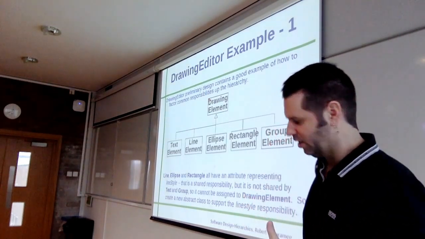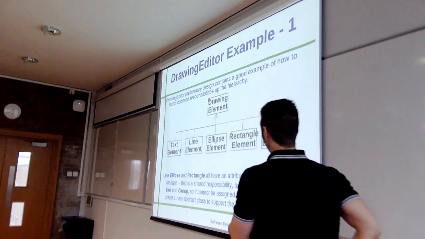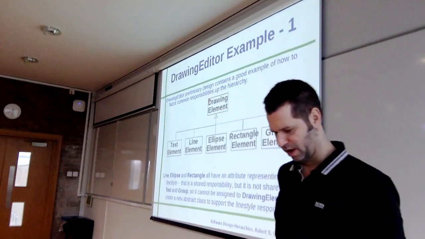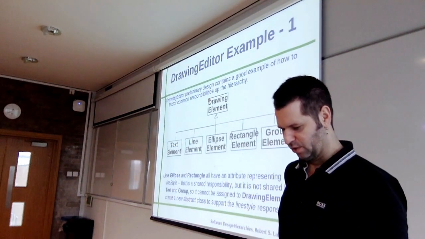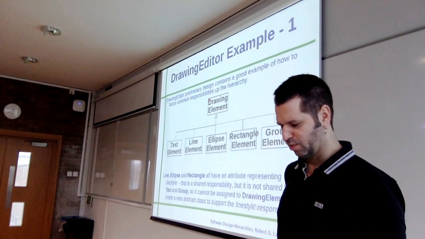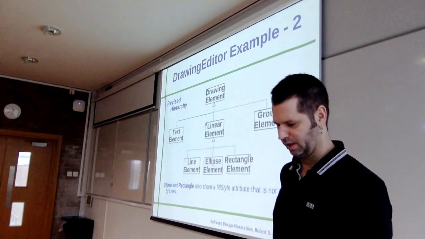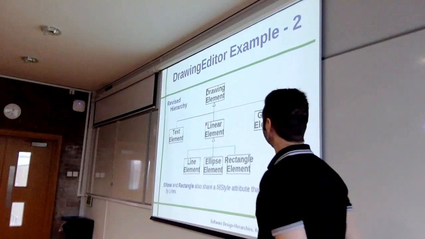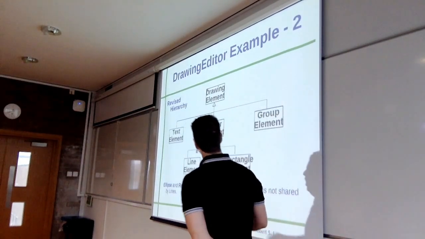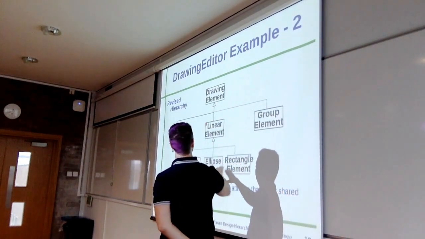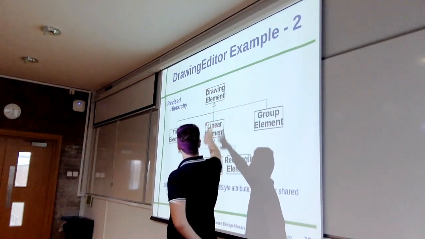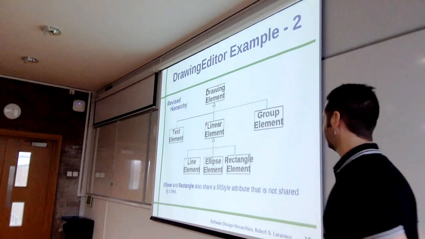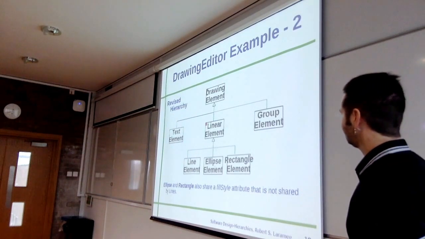So how can we factor the shared responsibility up the hierarchy? Right? It can't be put in drawing element. So we create a new abstract class to support the line style responsibility. And that's what the revised hierarchy looks like. So now we have line element, ellipse element, and rectangle element, and they have a line style in a parent class called linear elements. Right?